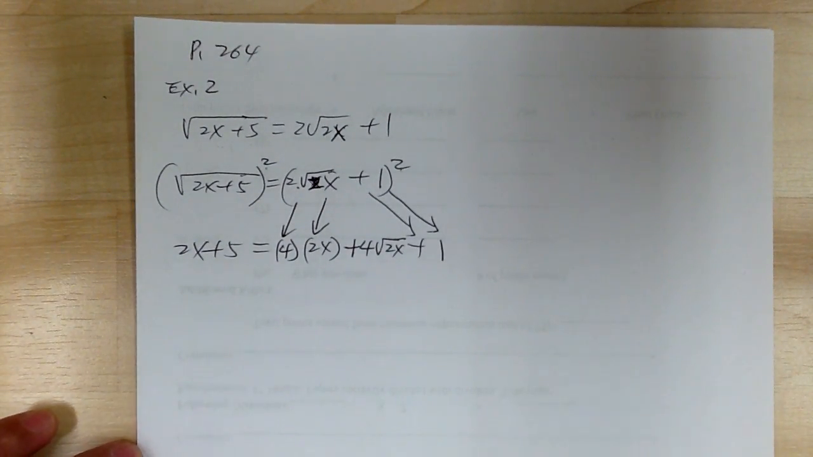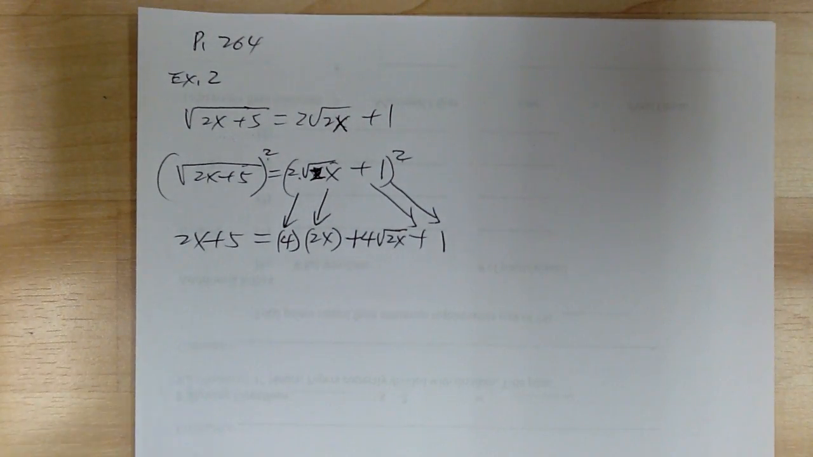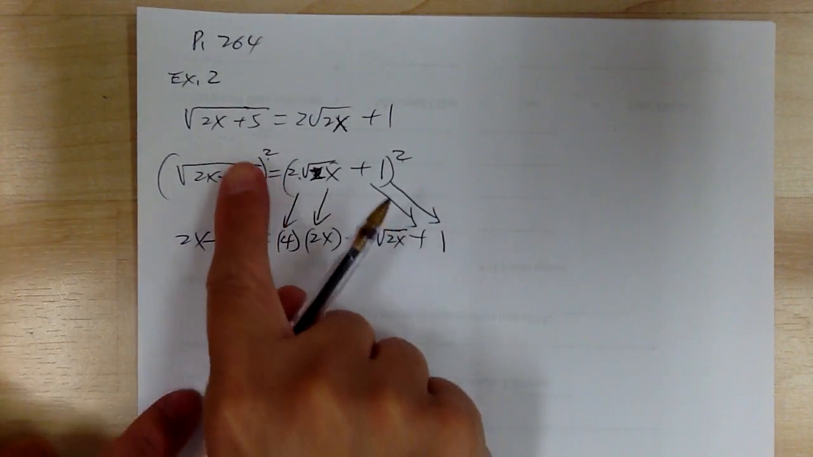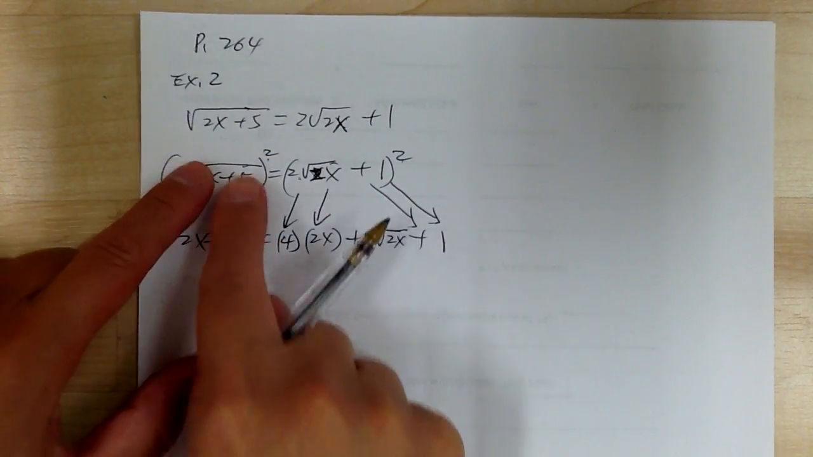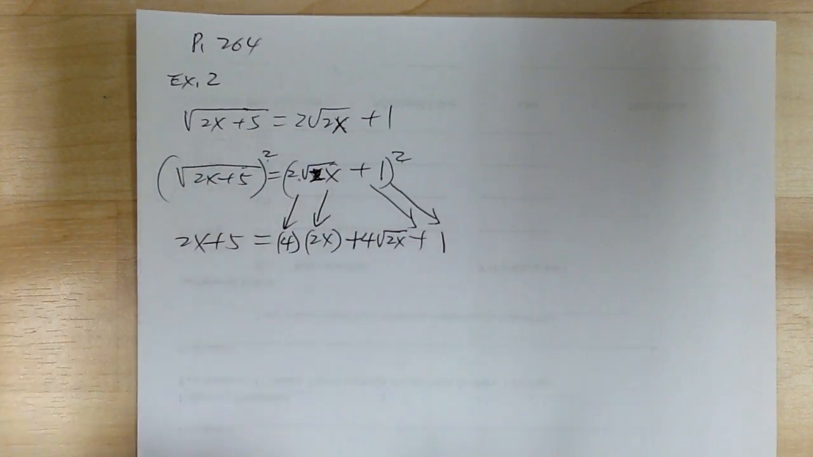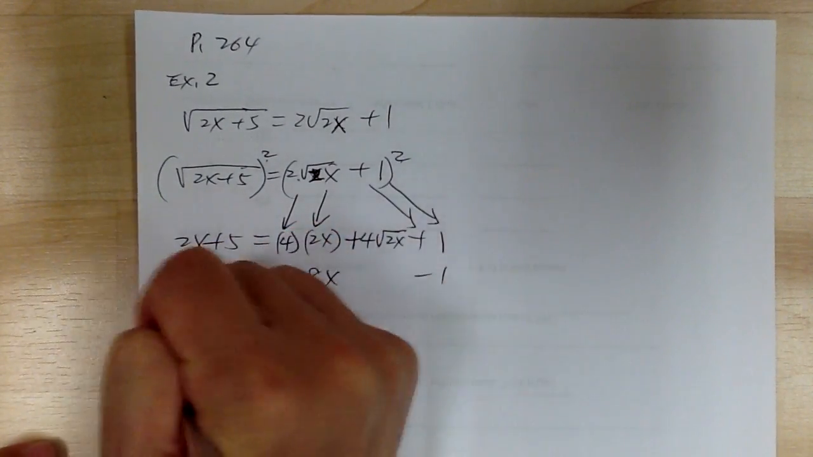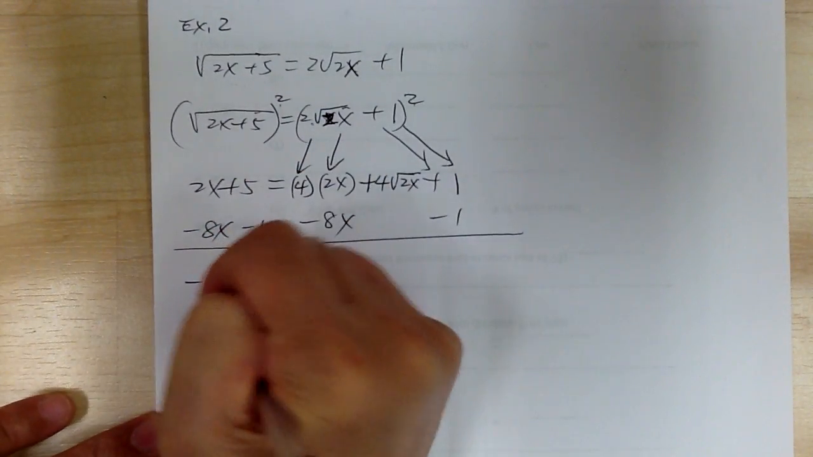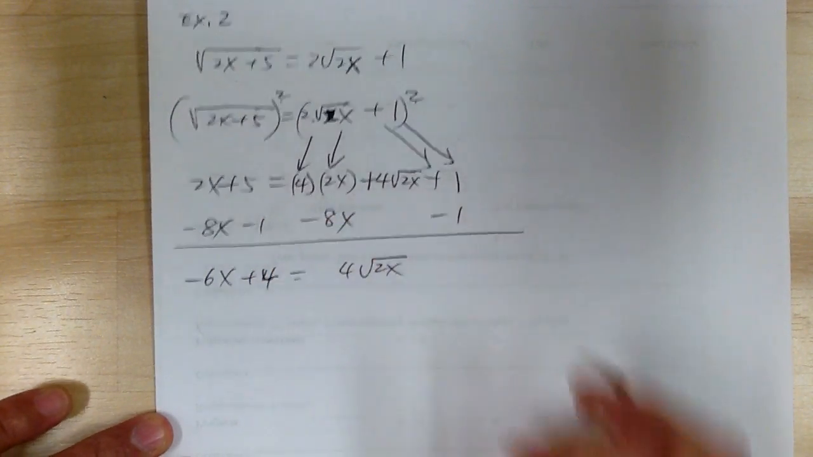Now you have to repeat the process again. You want to isolate your square root. Again, the key concept is this: get the square root by itself, and then you square both sides to undo the square root. You just repeat it over and over until all the square roots are gone. Notice we had a square root by itself, then we squared both sides to undo this square root, so now this is gone and you only have this one left. So again, I'm going to do the same thing: minus 2x, minus 2x, minus 1, minus 1. So I get negative 6x plus 4 equal to 4 square root of 2x.